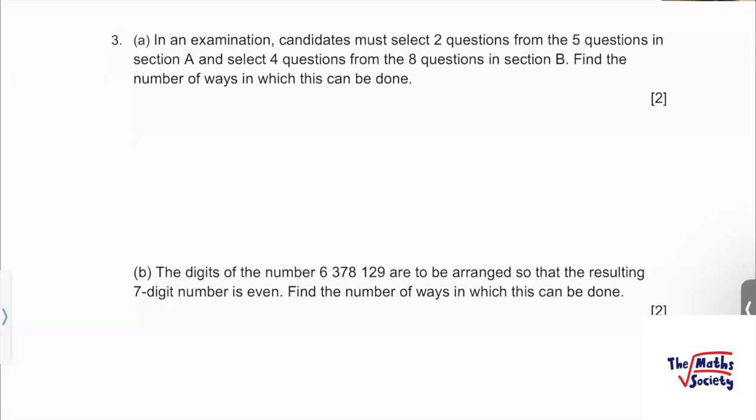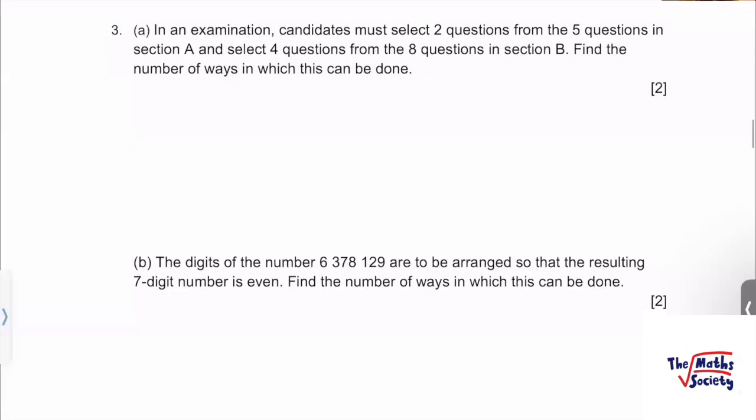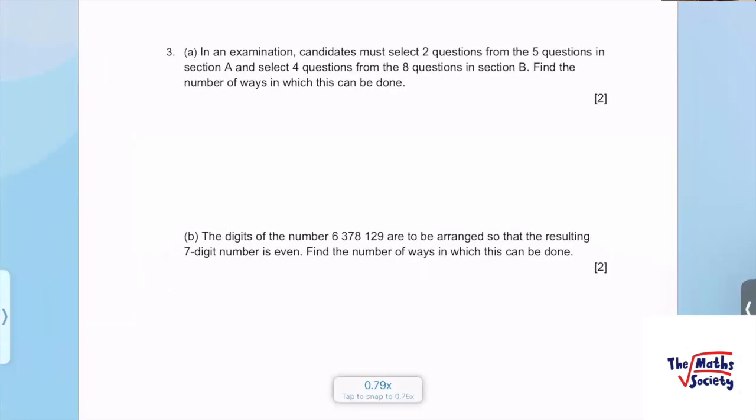Okay, so now moving on to question 3. It says that in an examination, candidates must select 2 questions from the 5 questions in section A, which means 5C2, and then 4 questions from the 8 questions, so 8C4. And then it asks to find the number of ways this can be done. So you just multiply them, which gives you 700, because you need to select 2 questions from 5 and then 4 questions from the total of 8 questions.